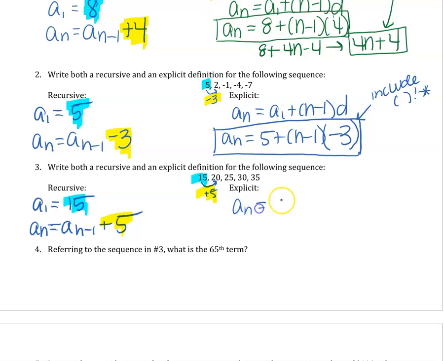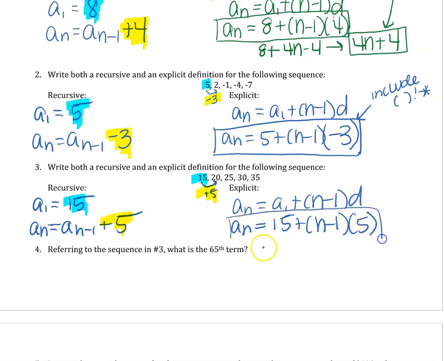A sub n equals a sub 1 plus n minus 1 times d. And honestly, the more often you write these formulas out, the more likely you are to remember it. I know my first term is 15. And my common difference is 5. Done. There's your formula.